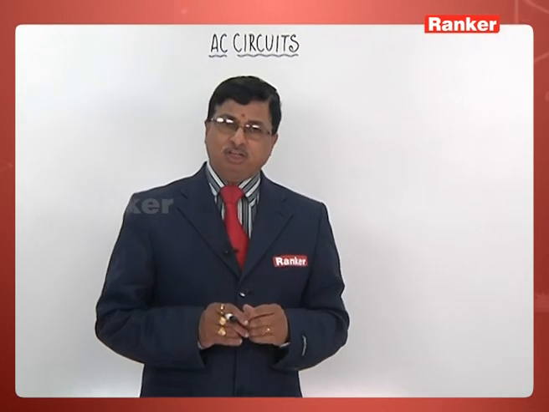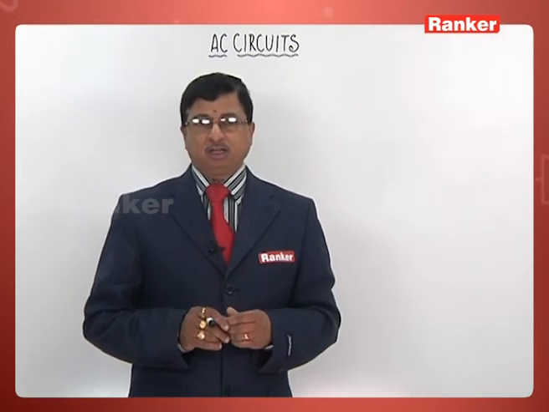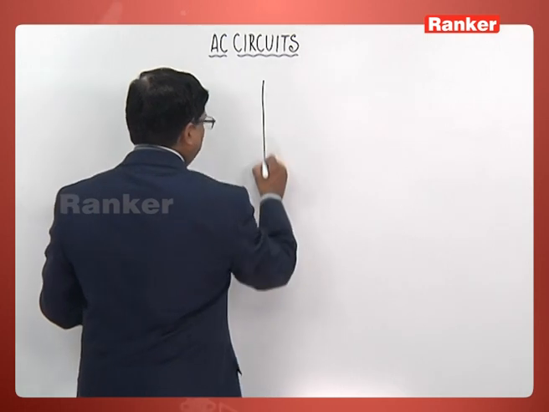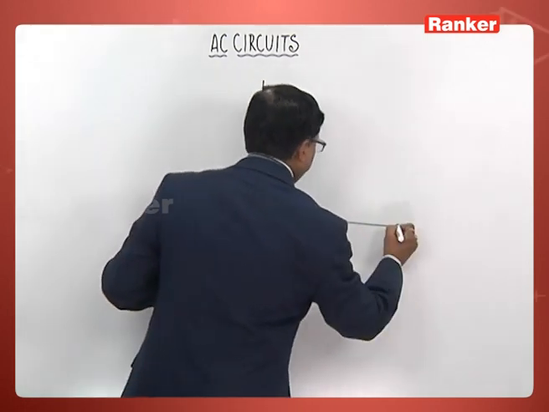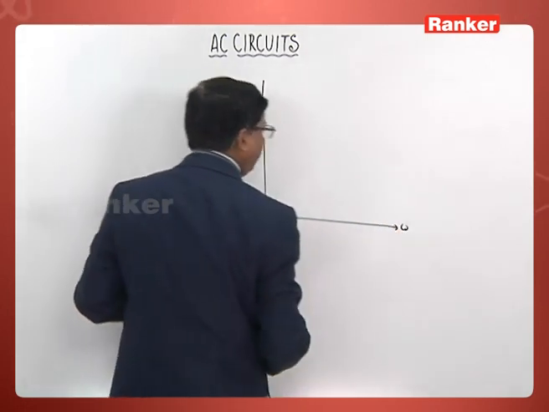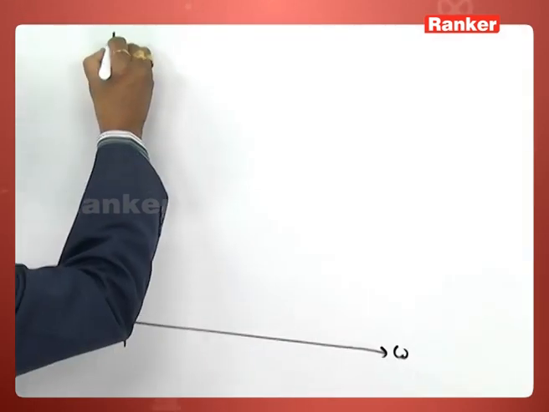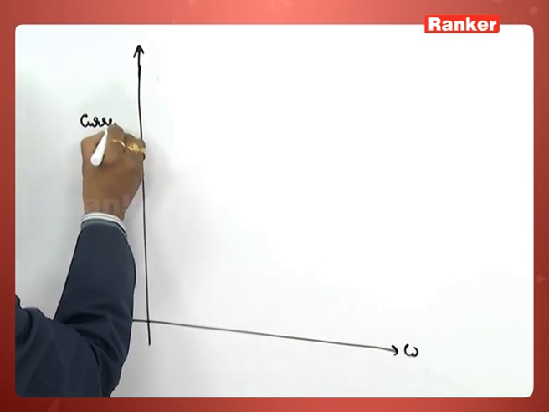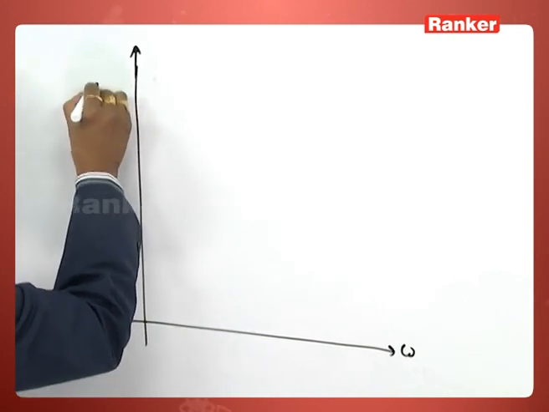But now the question is, how does this omega vary with the value of current there? Say for example, when we plot a graph this way, taking the value of omega on the x-axis and the value of current along the y-axis.